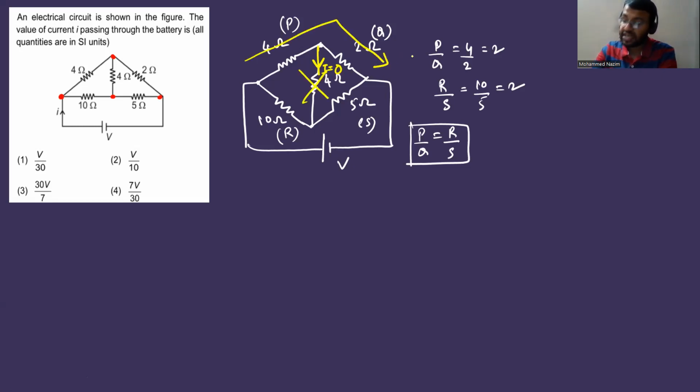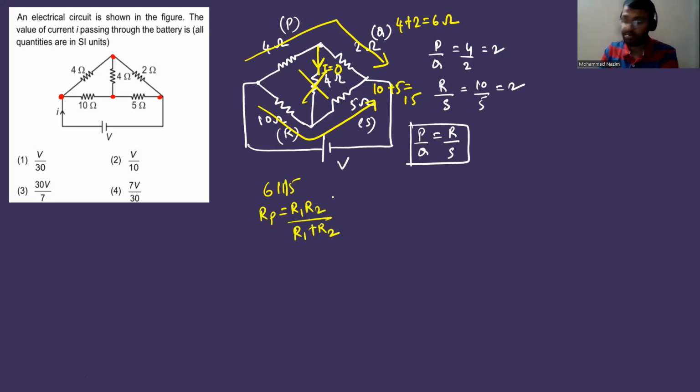Now this 4 and 2, how are they connected? In series. So 4 plus 2 is going to be 6 ohm. Effective resistance in series combination is R1 plus R2. And this is going to be how much? 10 plus 5 equal to 15. And these two resistances, 6 and 15, are in parallel. So what is the effective resistance? Rp equal to R1 R2 by R1 plus R2, or you can also use 1 by Rp equal to 1 by R1 plus 1 by R2. So 6 into 15 divided by 6 plus 15, which is 21. 3 2s are 6 and 3 7s are 21. So 5 2s are 10, 15 2s are 30. 30 divided by 7. So this is the equivalent resistance.